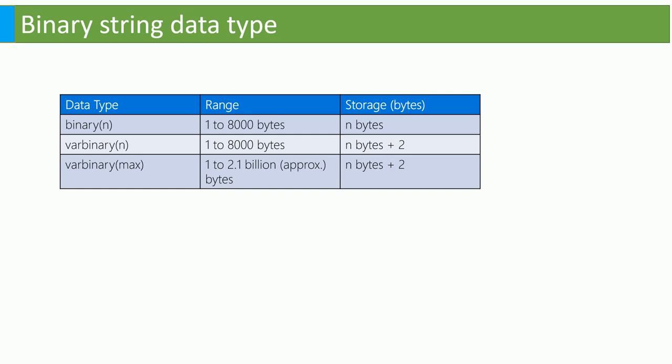Binary string data. In the binary string category we have binary, varbinary, and varbinary max. So we have three types of data, and the range here is 1 to 8,000 bytes, but varbinary has an extra 2 bytes in the storage.